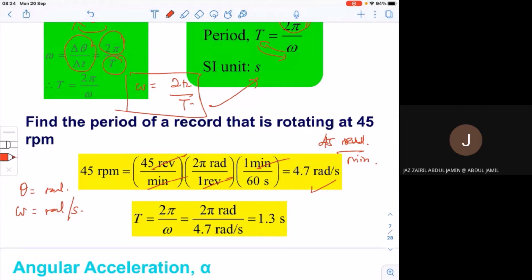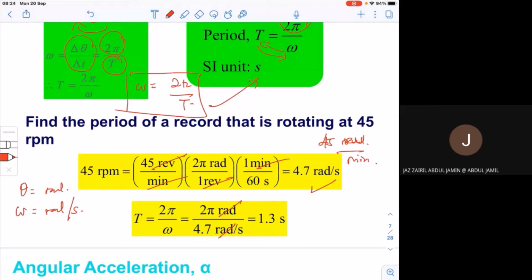The time, or the period here, is 2 pi over omega. 2 pi is 2 pi rad, and omega is 4.7 radian per second. This is why we need to emphasize the usage of SI units, because we want to cancel out this radian and this radian. If you have RPM, we cannot cancel out the numerator and denominator, because the top part has radian, but the denominator only has rounds or revolutions, so you cannot cancel out each other.